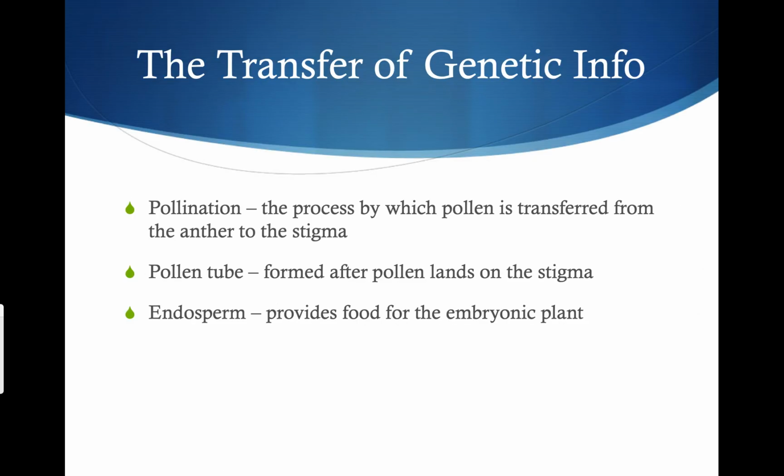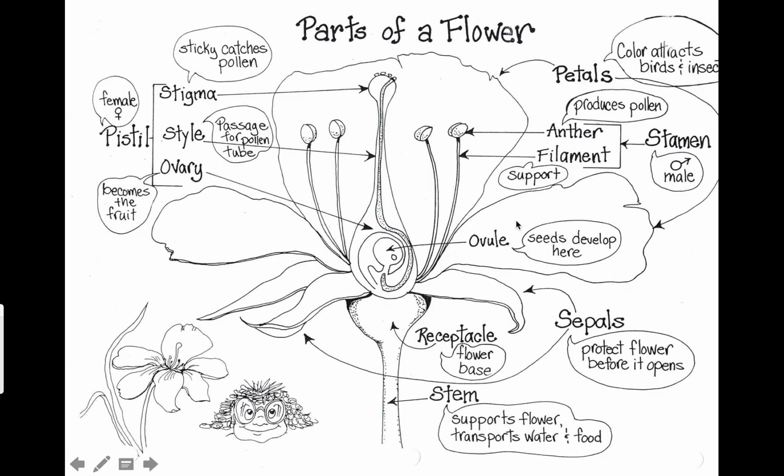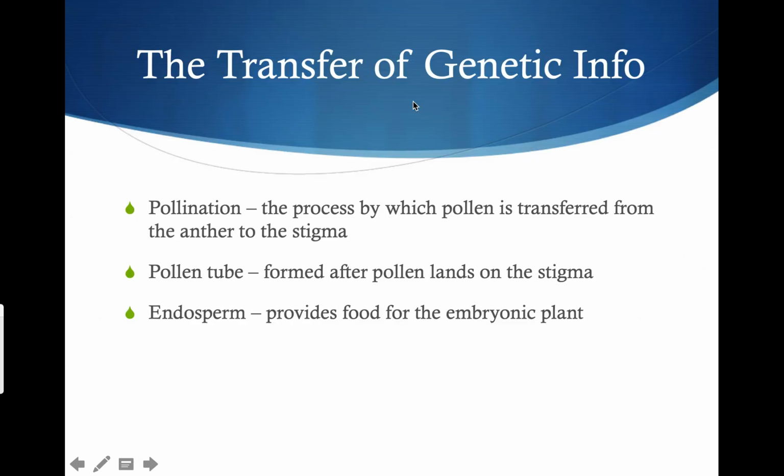And as we continue towards the end of our lecture, the transfer of genetic info: pollination is the process by which pollen is transferred from the anther to the stigma. So this is like a fly or a bee touches the pollen on the anther, and then it has to fly up here and land on the stigma, and that is what we call pollination. So the plant was then pollinated. Every fruit that you see has been pollinated.